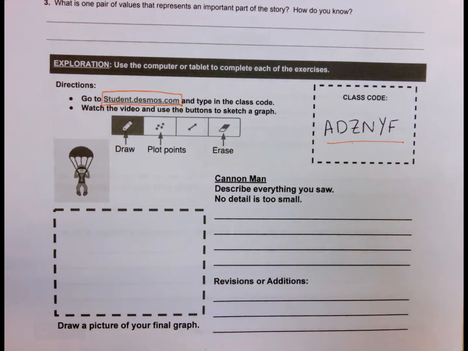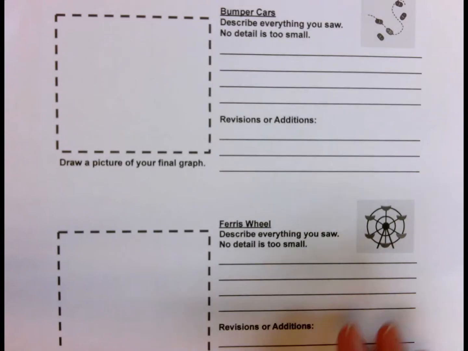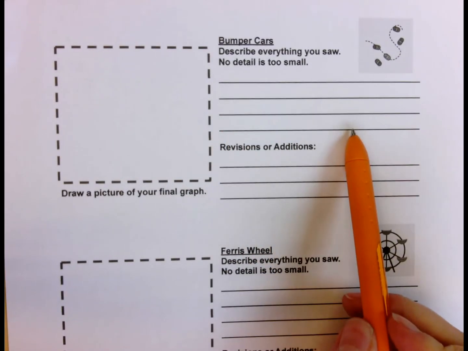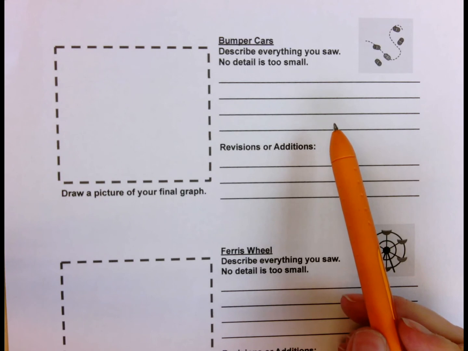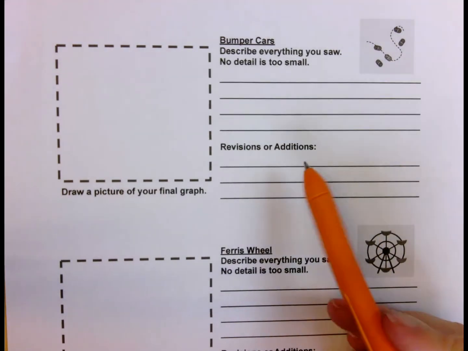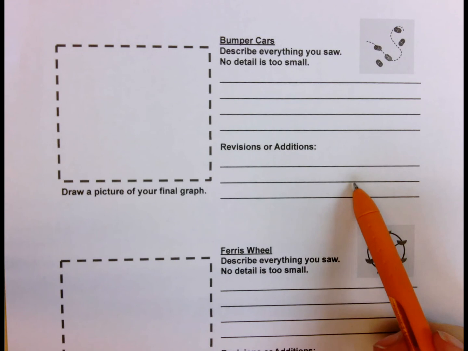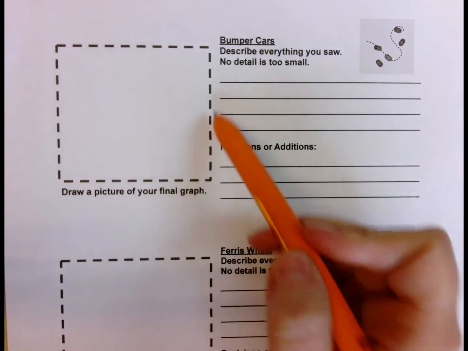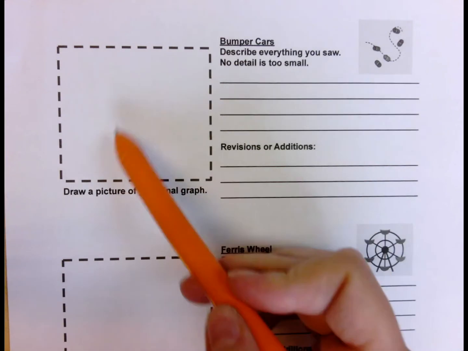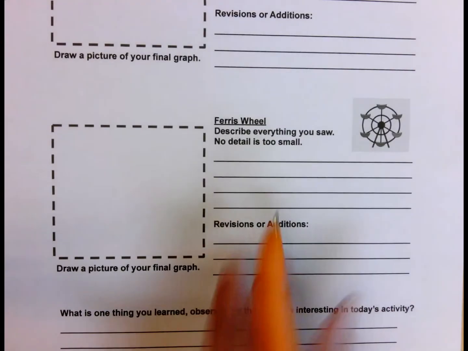And then when you finally get your graph to match what it should look like, you're going to draw that final graph right here, okay? And so you're going to do that for the next two as well, okay? Bumper cars, same thing. Watch the video, describe everything that you saw in the video, and then try your hand at the graph, and then whatever changes you need to make, tell me what kind of changes you made, and then your final graph that works, however many times it takes you to do it, draw a picture of it. Do the same thing for the Ferris wheel.